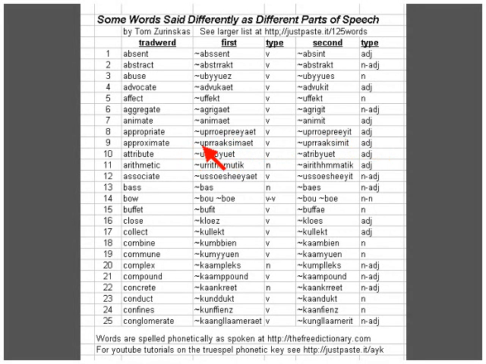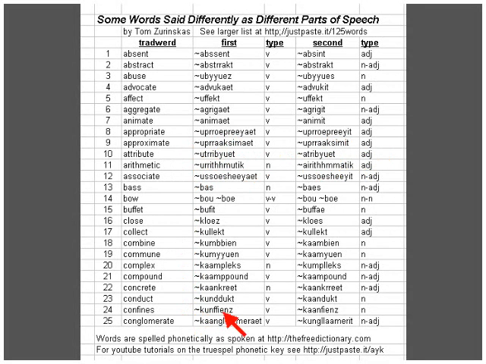Approximate is a verb form, approximate. Stress on the ra. And approximate. Stress again on the ra, but the last vowel is changed. And we'll cut this short. You can see the rest of them.